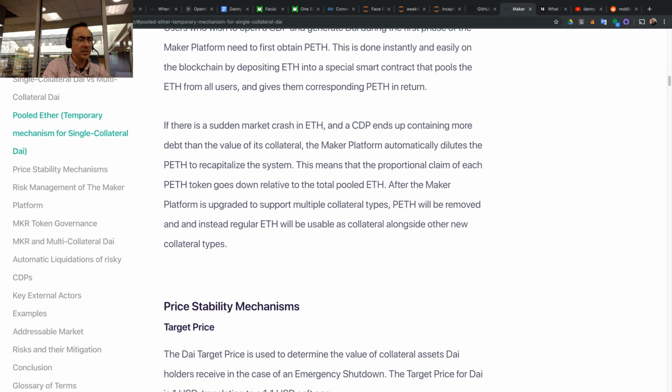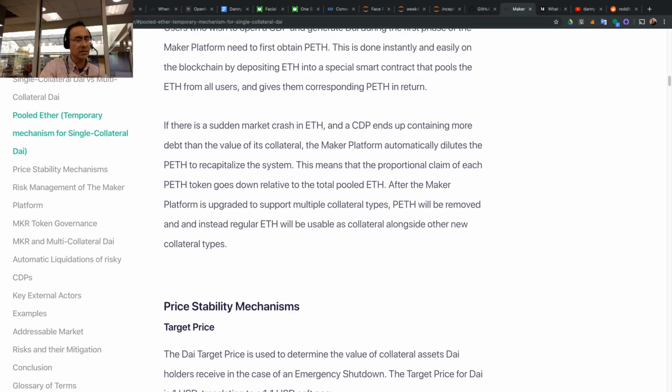So it ends up containing more debt than the value of its collateral. The Maker platform automatically dilutes the PIT to recapitalize the system. What does it mean? Dilutes the PIT. So it just absorbs the PIT. This means that the proportional claim of its PIT token goes down relative to the total pool ETH.